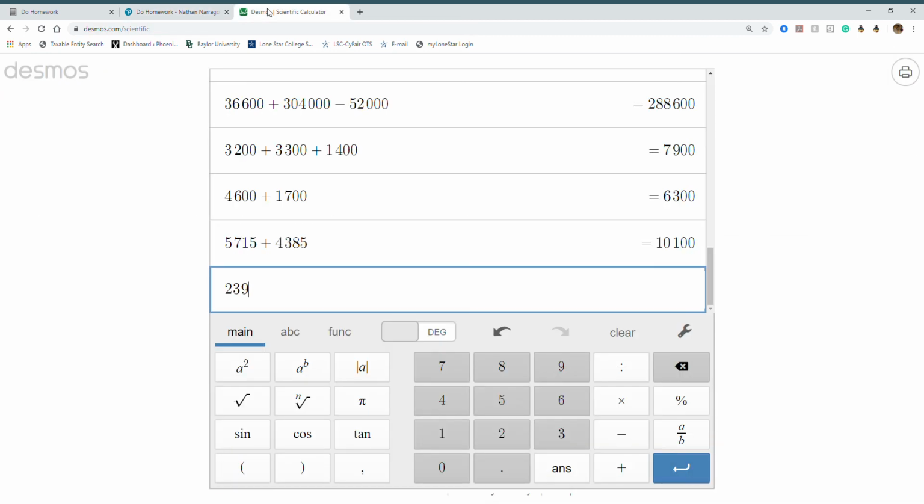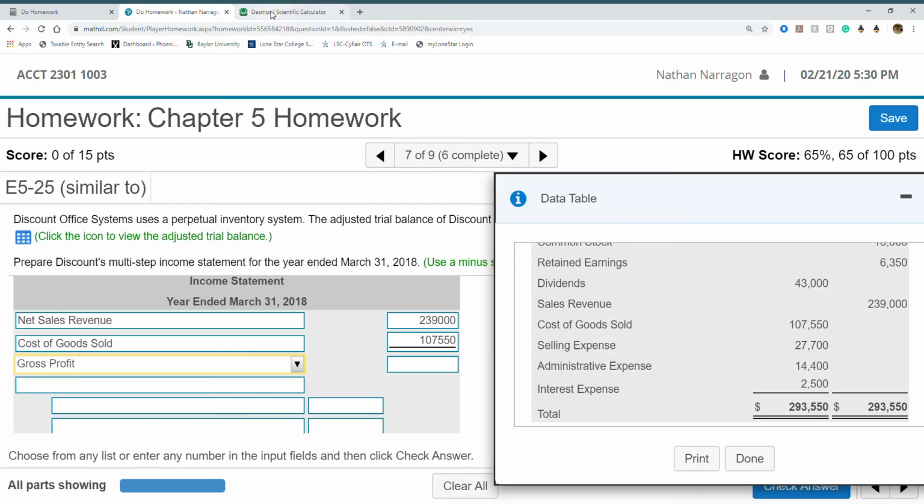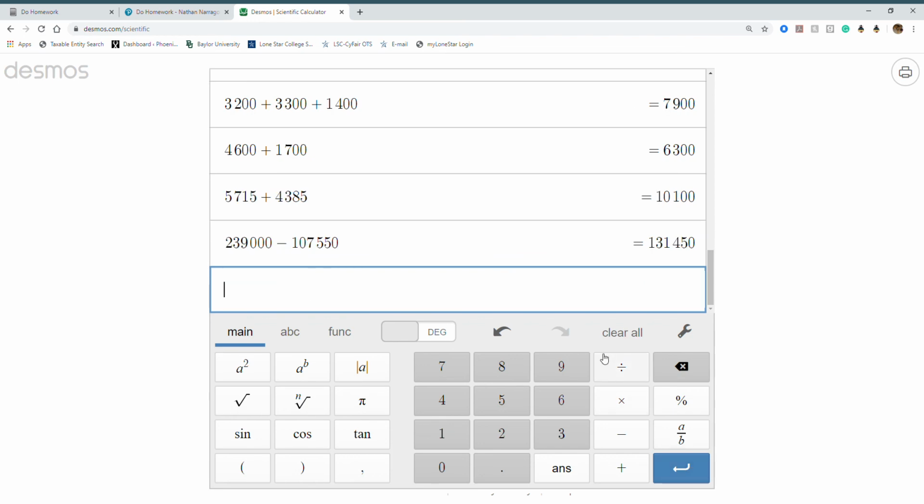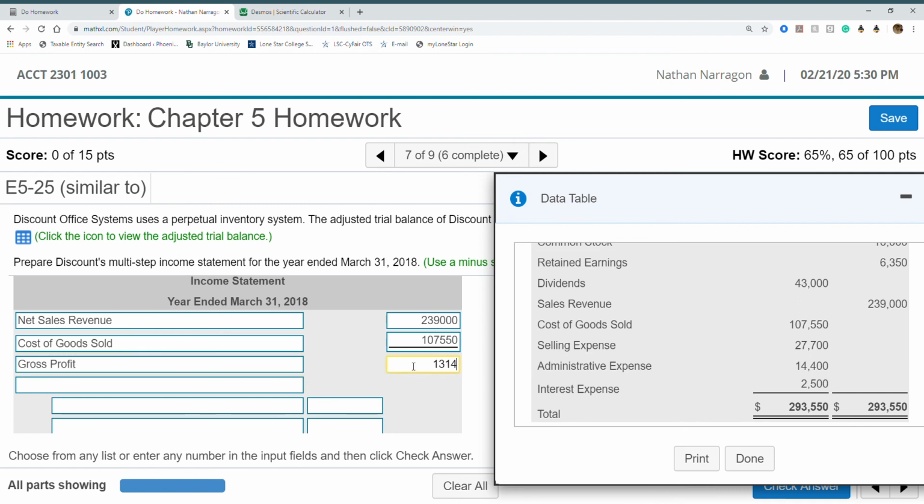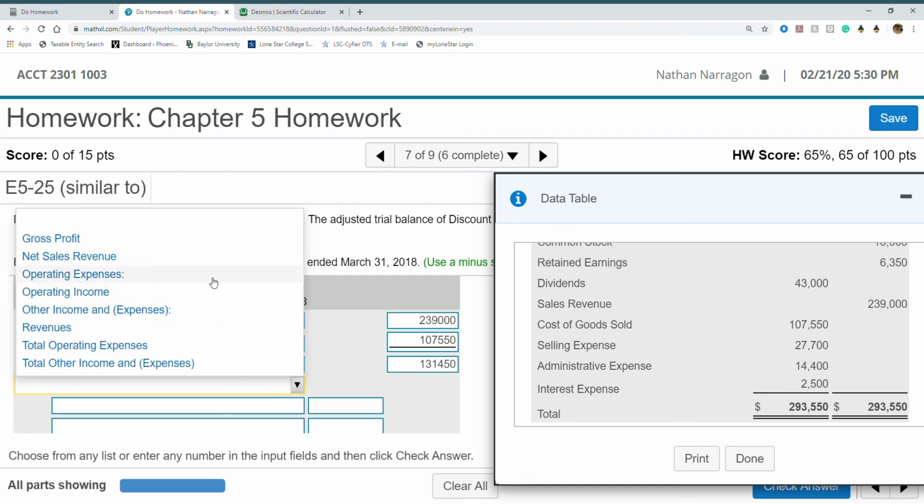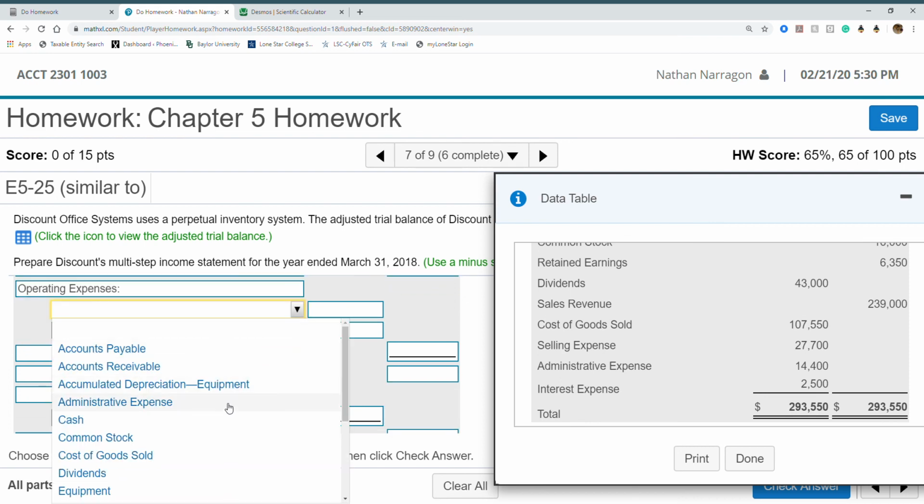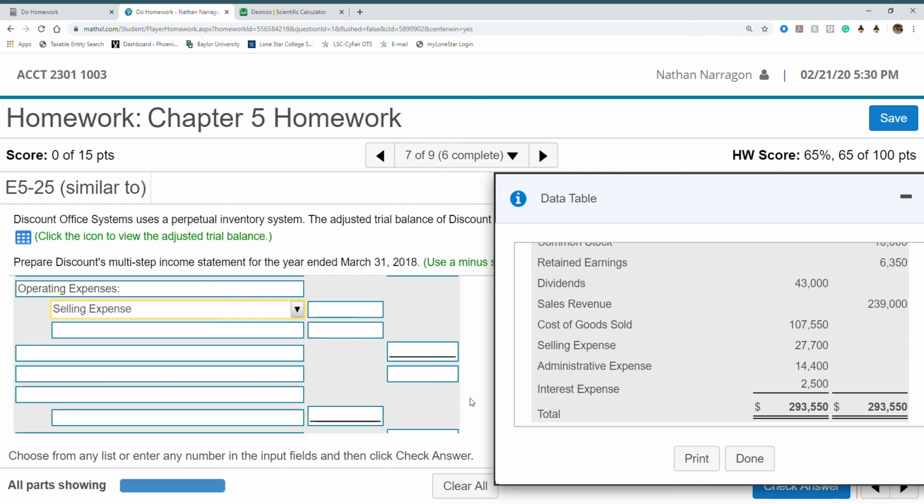So 239 minus 107,550 equals 131,450. Cool. Next, it's always operating. So this would be our selling. There it is, because all we have left is selling and administrative expenses. Interest expense is going to be an other.